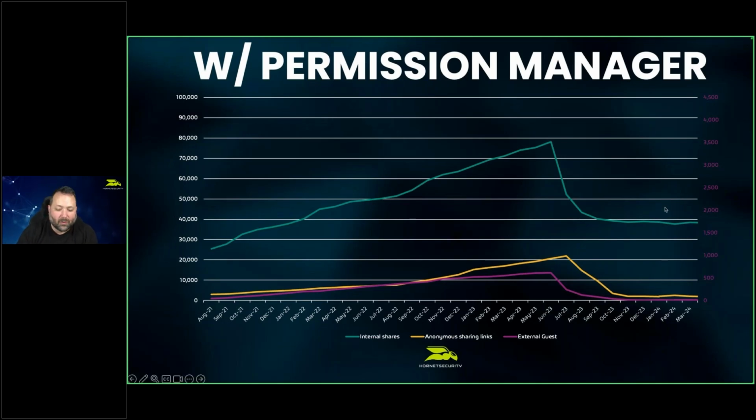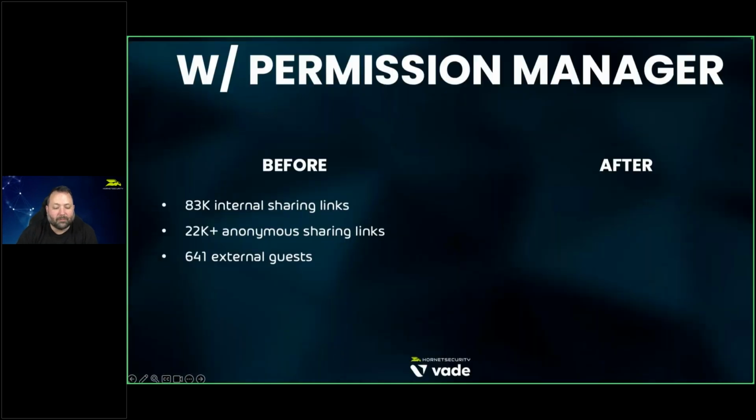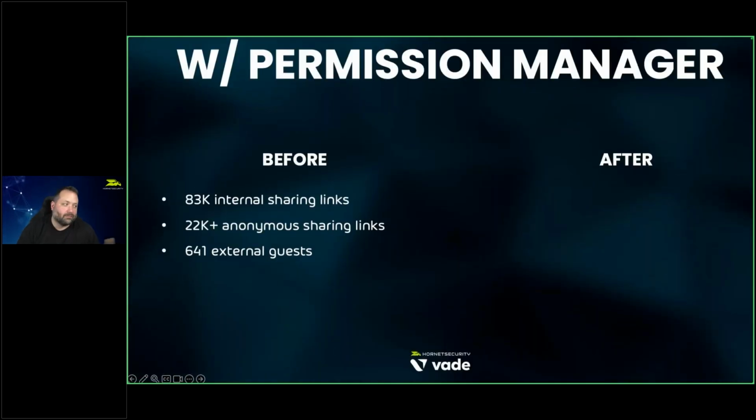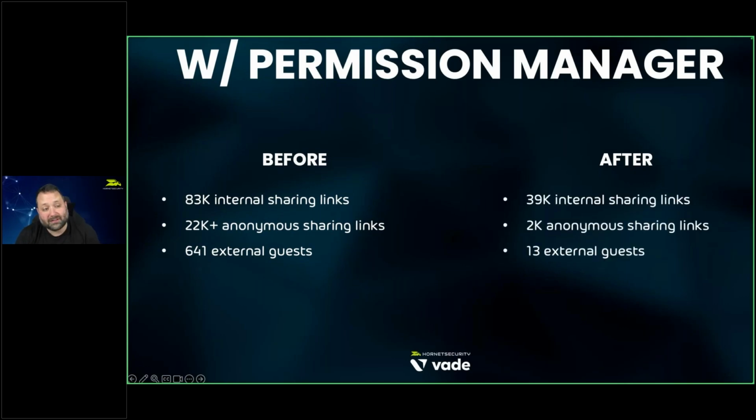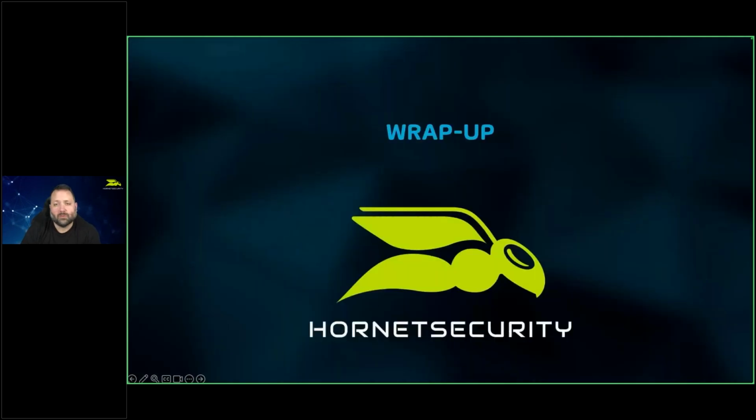And you can see here where it really helped them get their hands wrapped around the problem. And so before, again, we had 88,000 internal sharing links, 22,000 anonymous sharing links, and 641 external guests, down to 39,000 internal sharing links, 2,000 anonymous sharing links, and 13 external guests. So doing much better after they put Permission Manager into place. And so with that, I'll do some quick wrap up here.